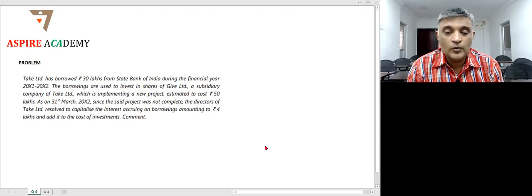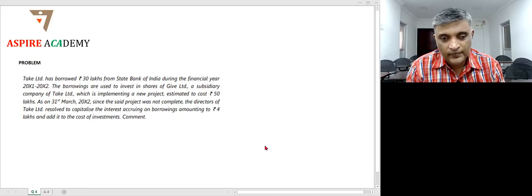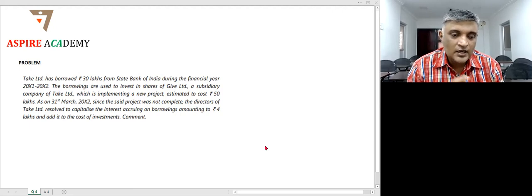The answer is no. This is prohibited as per AS 13, right? As per AS 13, accounting for investments, you can add up only the brokerage, commission, and other acquisition charges for acquiring an investment. But interest on loan or interest on borrowings cannot be added. That's point number one. Point number two, as per AS 16 as well, right?